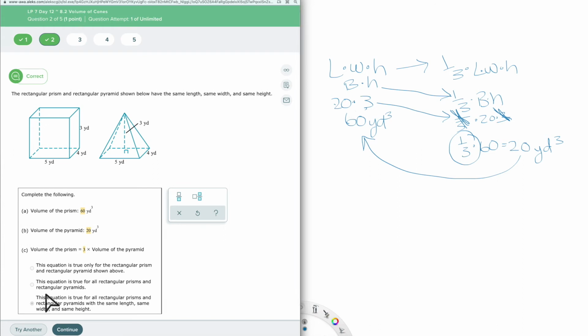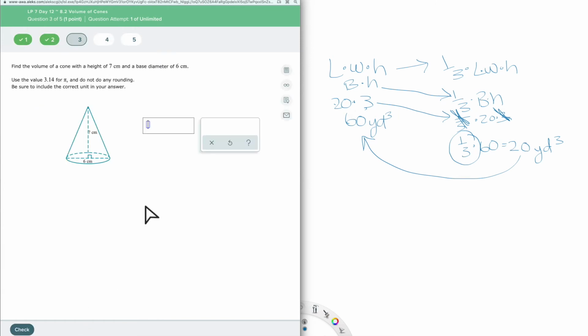We want to compare that. But it's the exact same formula. We're just dividing by 3. So again, if I were to fill liquid up into the pyramid and pour it into the prism, it would take me 3 times to fill up the prism from the pyramid. Kind of another way to think about that.